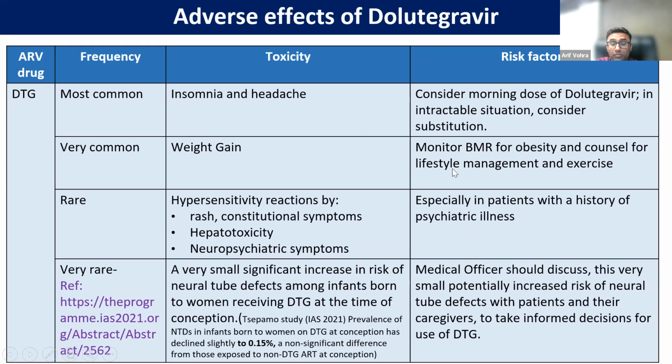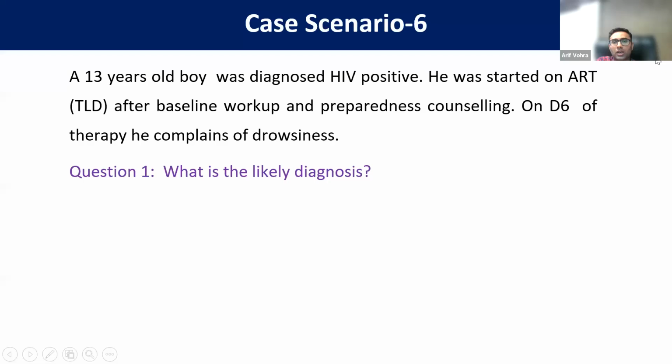And a few studies have shown that if DTG has been given to a pregnant woman, it increases the risk of neural tube defect. But the recent data shows that when you compare DTG with the other drugs, the risk is only 0.15%, which is almost a negligible risk of developing NTD. But you can always counsel the parents, mother and father, that this could be a risk with this drug, so you should be aware about this. But nowadays we have sufficient studies available, and the risk of neural tube defect is very less with DTG.